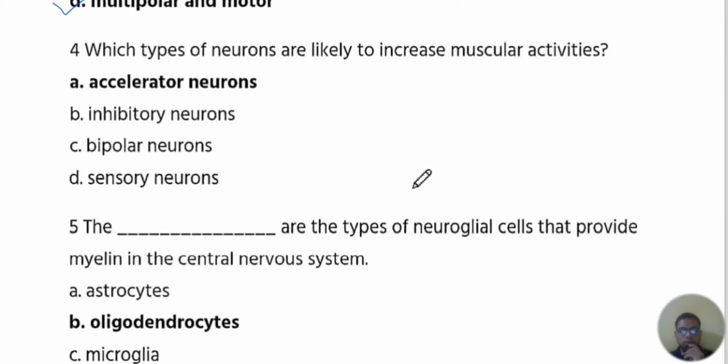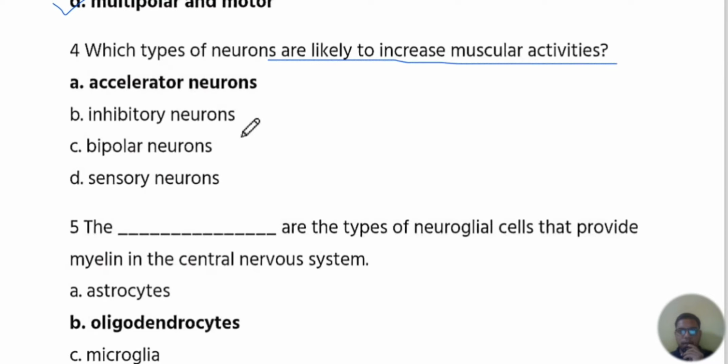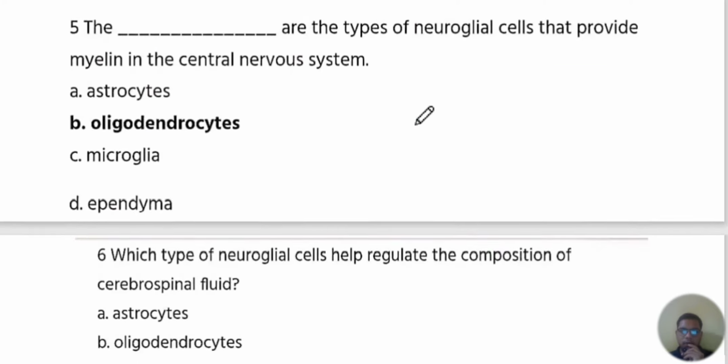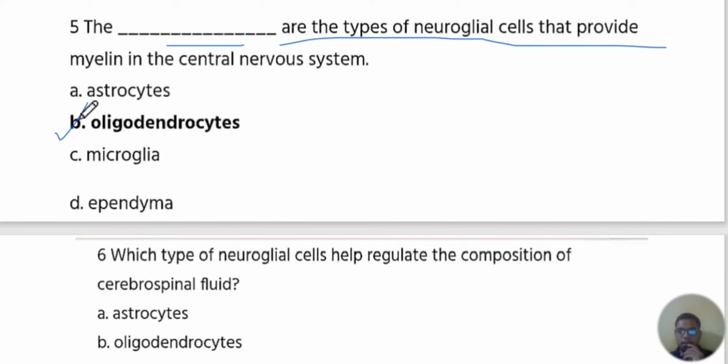Next is question number four: which type of neuron is likely to increase muscular activities? The answer is A, excitatory neuron. Next is question number five: the blank oligodendrocytes are the type of neuroglial cell that provide myelin in the central nervous system.